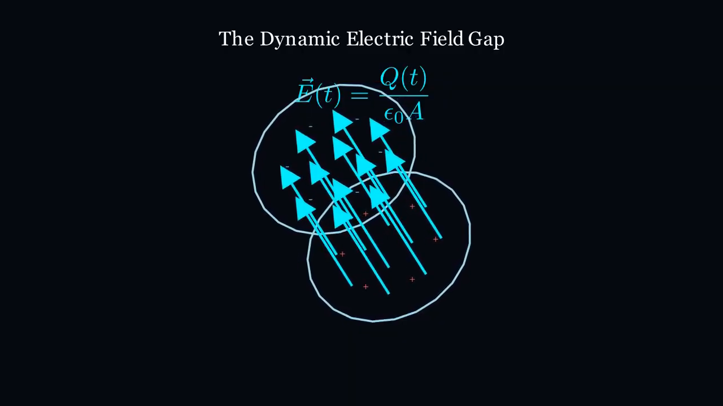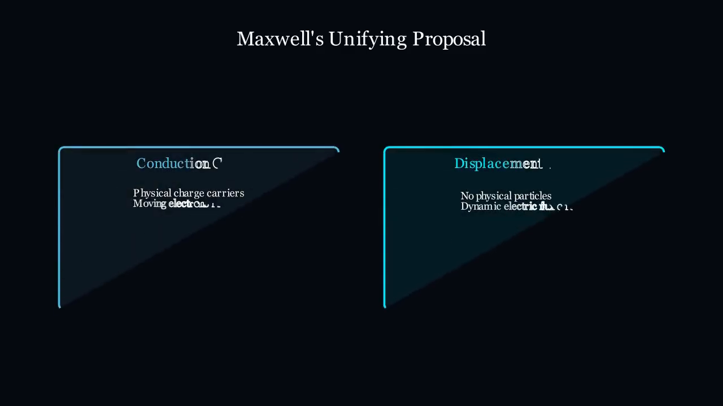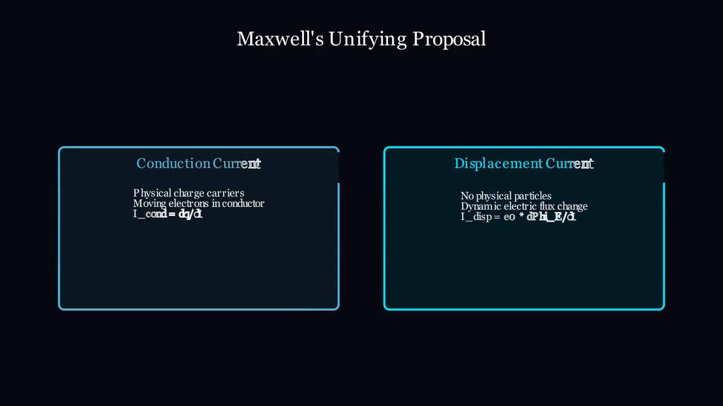Visually, the electric field lines between the capacitor plates are not static. They are rapidly increasing in density and strength as the capacitor charges. It's not a flow of physical particles, but a dynamic transformation of the electric field itself. This changing field somehow mimics the effect of a conventional current. Maxwell, through a deep understanding of symmetry in electromagnetism, proposed that a changing electric field could also act as a source of a magnetic field, just like a moving charge. He called this the displacement current. It wasn't a flow of charge, but a conceptual current representing the rate of change of electric flux.